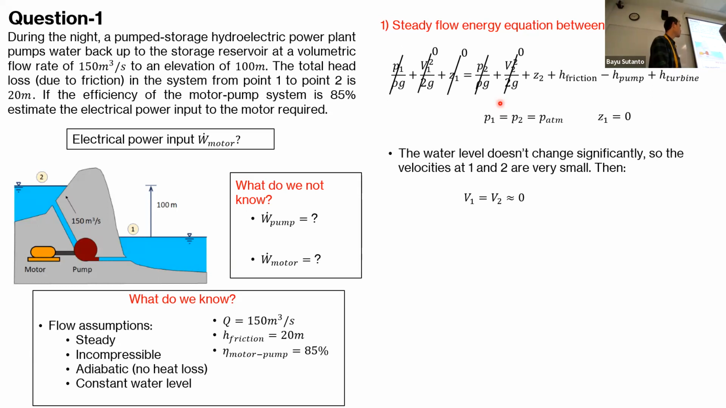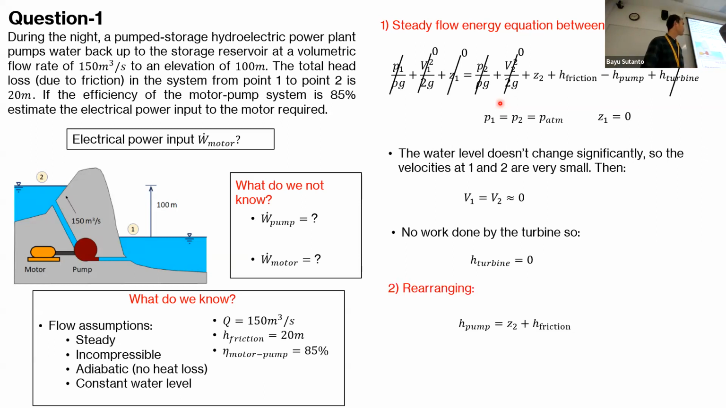And the next is the water level, because there is no significant change of the elevation, so we can assume that the velocity at point 1 and point 2 is very low. The velocity is not zero inside the pipe, but we take the reference from point 1 and point 2 at the surface areas, so we can assume that the velocity is equal to 0. And the last is there is no turbine in this system.